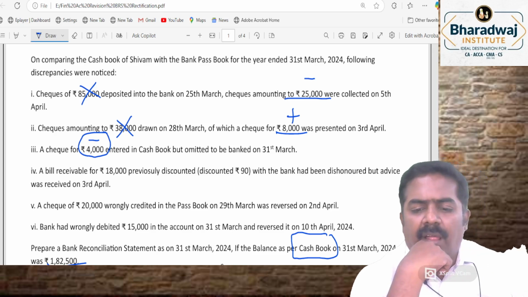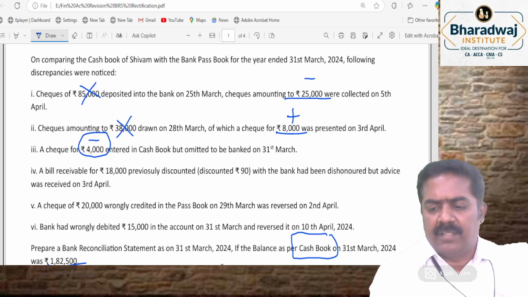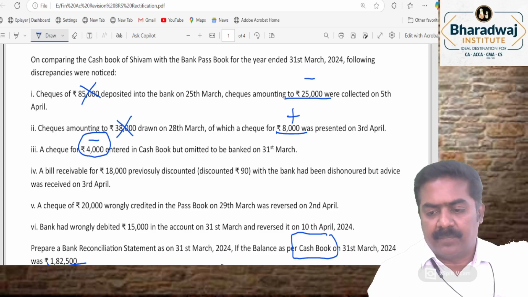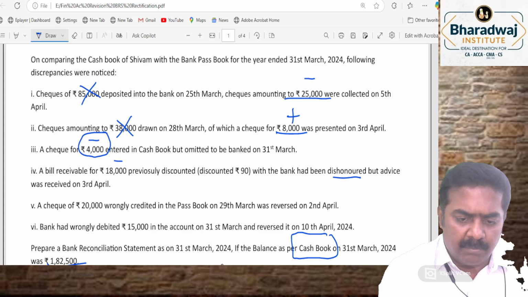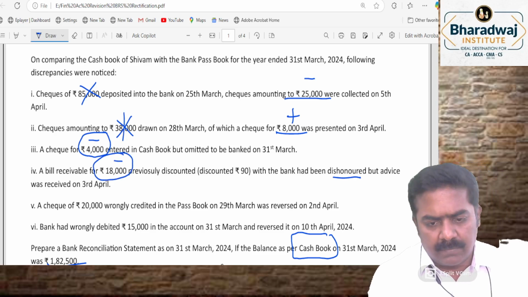What is the next one? Bills receivable 18,000 discounted. Okay. But just been dishonored. So banker would have deducted 18,000. Let us also deduct 18,000. Minus 18,000.